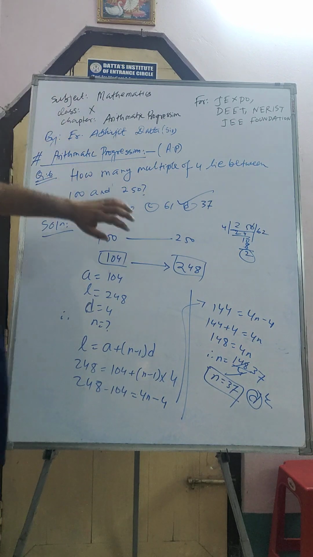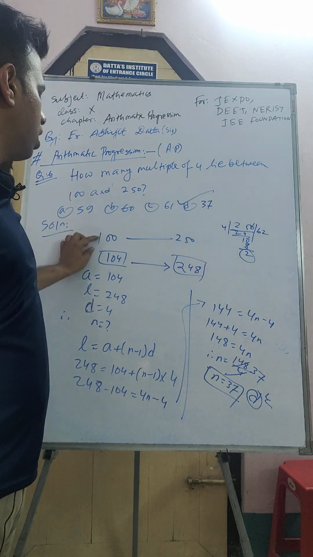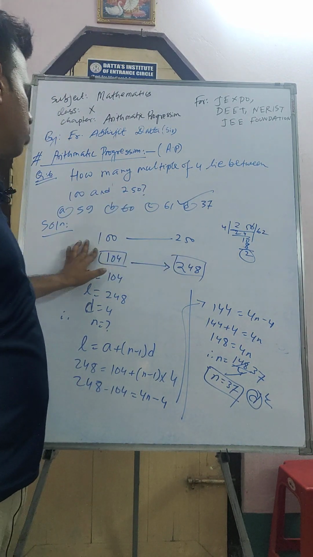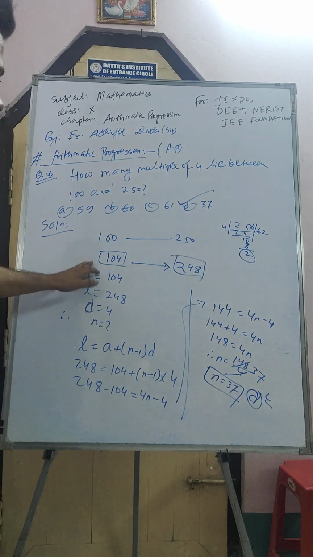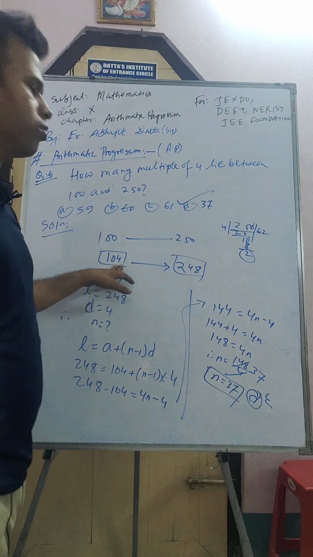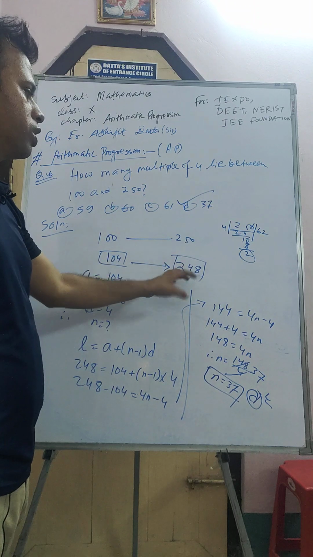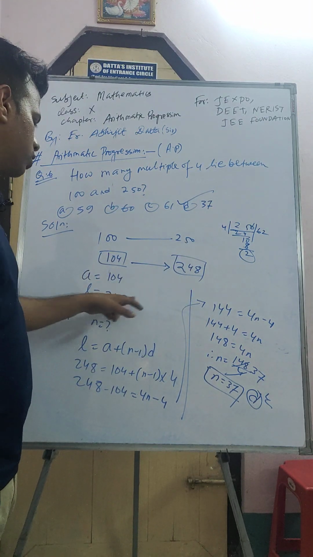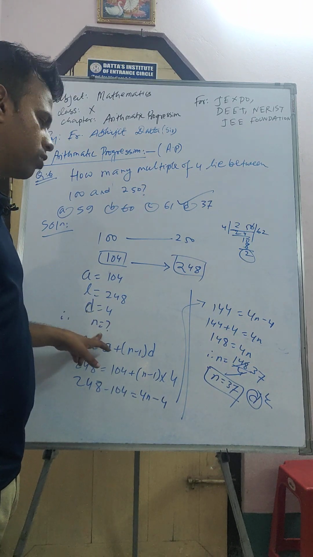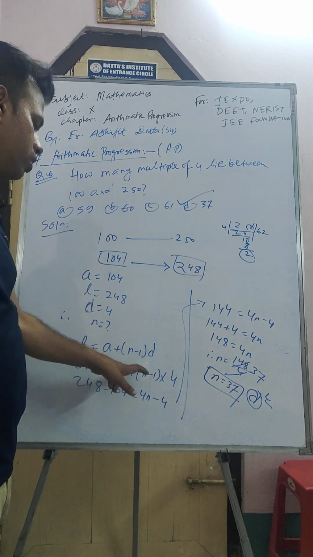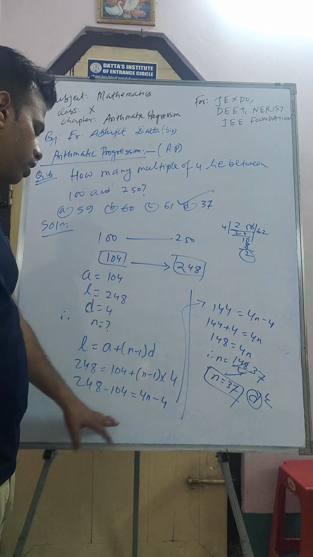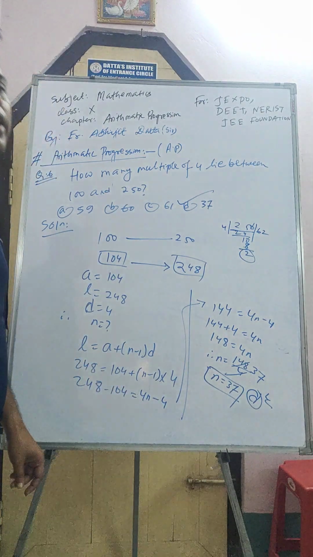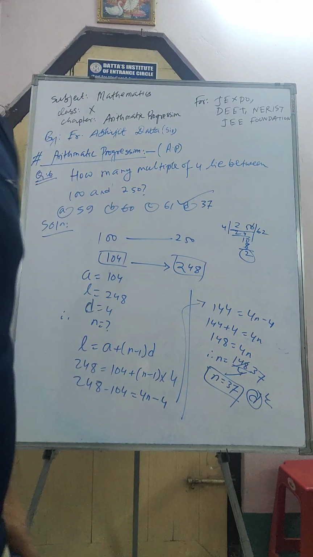So what I am doing, I just write 100 and 250. The next multiple of 4 will be 104, and its previous one will be 248. So here A is 104, L is 248 and D is 4. So N is what? L equals A plus (N minus 1) D. Putting all the values here, after simplification N comes out.